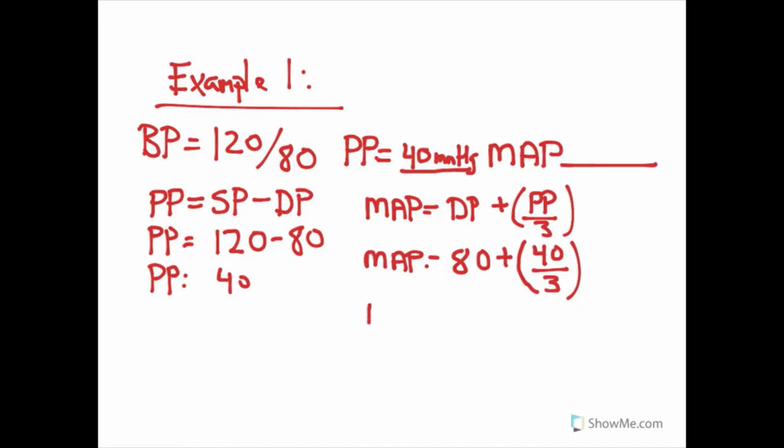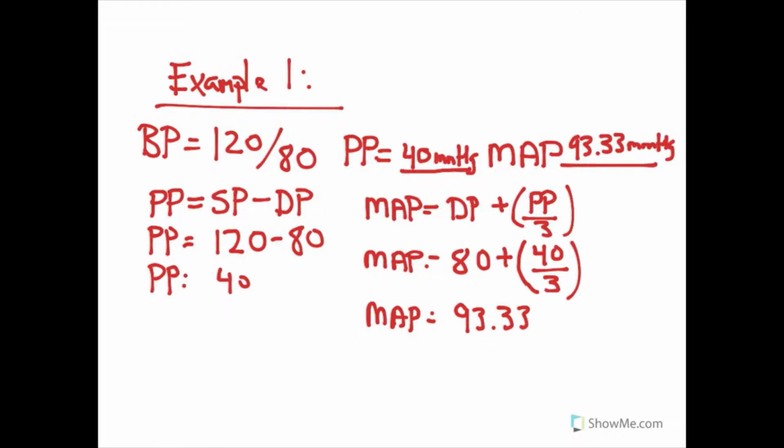80, and we are going to get a mean arterial pressure that is about 93.33. So that's 93.33 millimeters of mercury. Some people would just say 93. I'm going to say 93.33 when I do the calculation. Okay, so that's one worked example that we have.